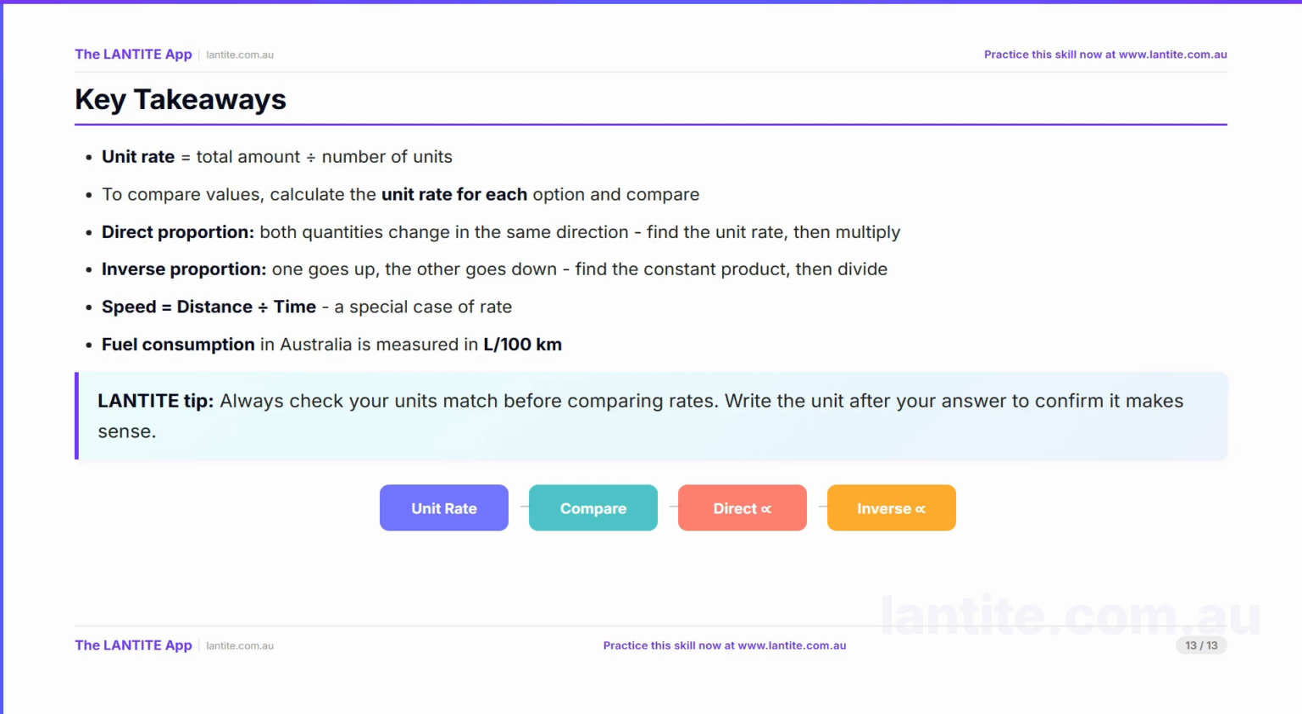Let's recap the key points. A unit rate is the amount per one unit. Divide the total by the number of units. To compare values, calculate the unit rate for each option and pick the lowest cost or highest output. Direct proportion means both quantities move in the same direction. Inverse proportion means one goes up while the other goes down. Speed is a special rate, distance divided by time. And fuel consumption in Australia is expressed in liters per 100 kilometers. For the LANTITE, always double-check your units match before comparing.